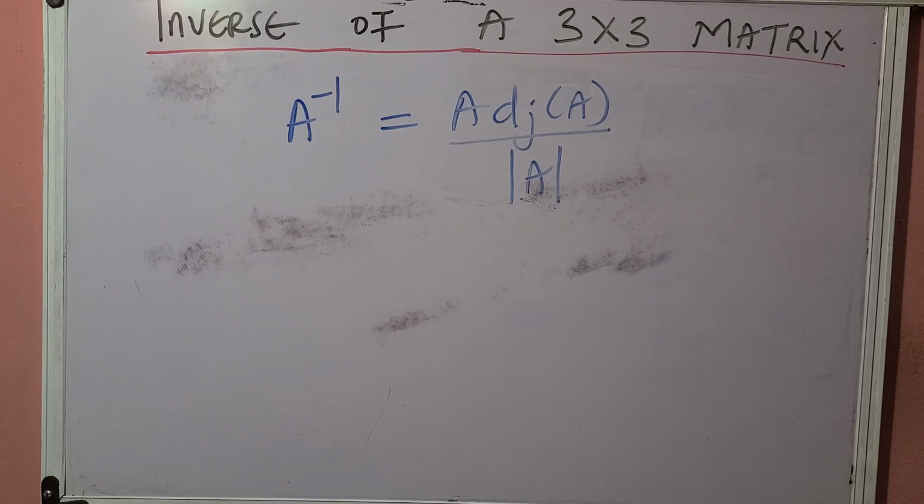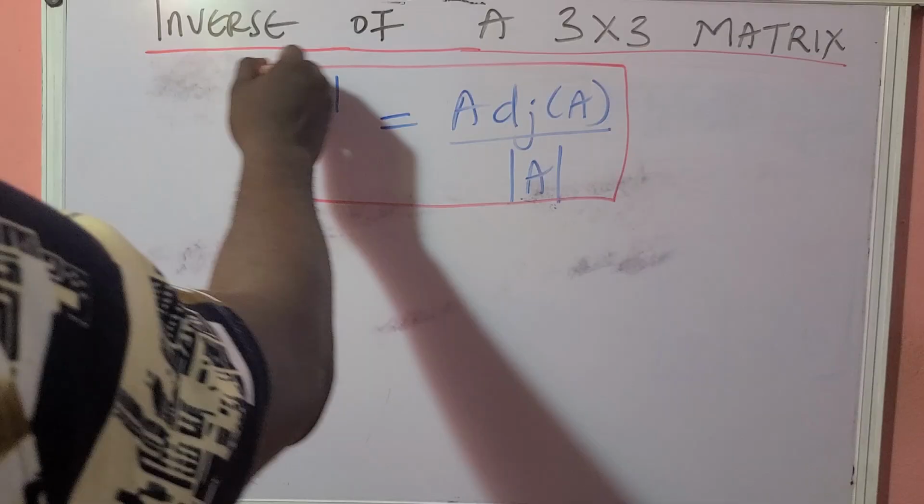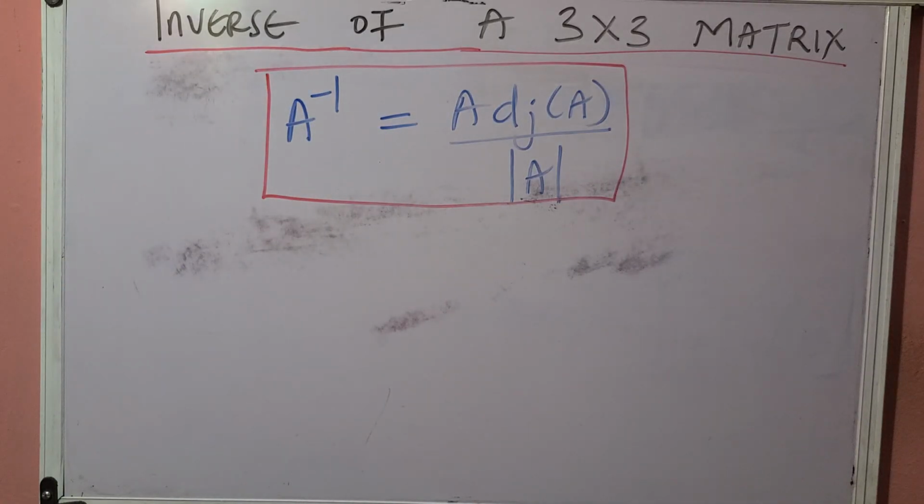How do you find the inverse of a 3 by 3 matrix? Well, the formula for finding the inverse of any matrix is always the same, regardless of the order of the matrix. The inverse of a matrix is always equal to the adjoint of the matrix divided by the determinant. So the inverse of any matrix, either a 2 by 2 or a 3 by 3, is adjoint over determinant.